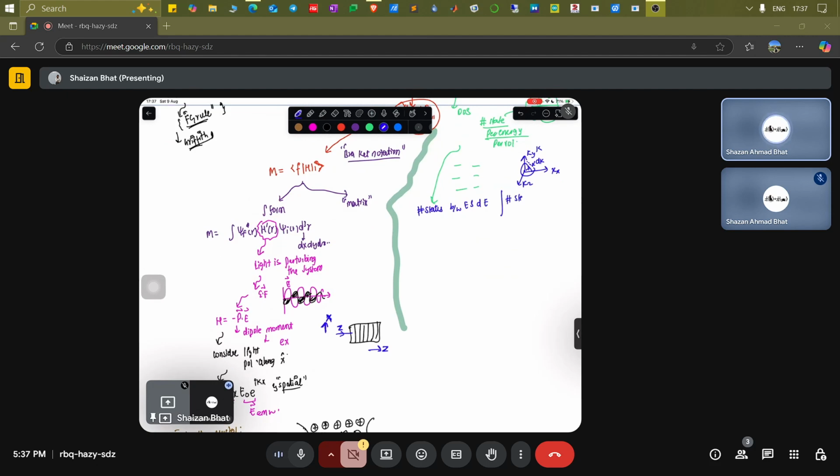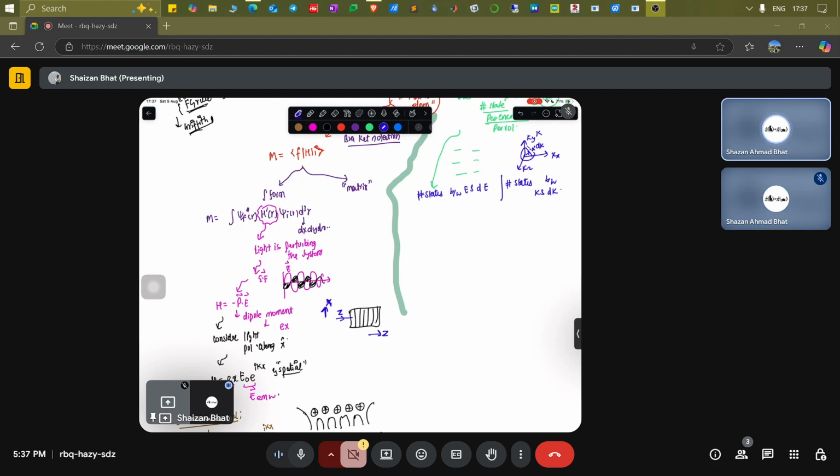Similarly, you can write the number of states between k and dk. Okay, basically, it's not k and dk, it's k and k plus dk, a small element.